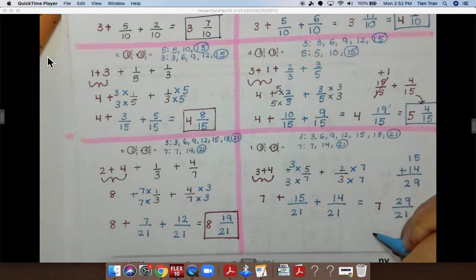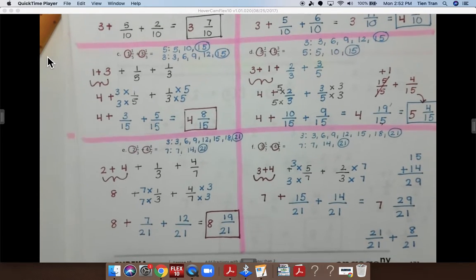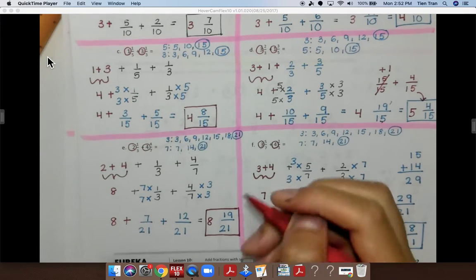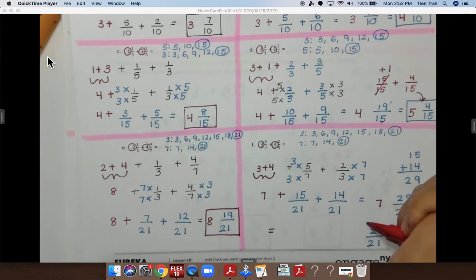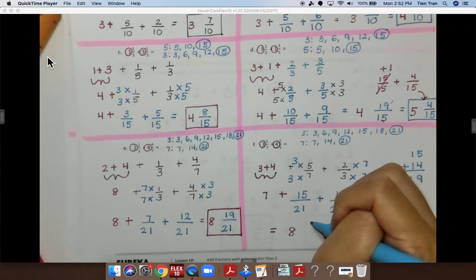So I'm going to put 21 plus 21 plus what is going to give me 29? 21 plus 8 is going to give me 29. So that means that my remainder is going to be 8 21s. So my final answer is, and this means that I'm adding 1 to 7 because 21 divided by 21 is equal to 1. So 7 plus 1 is equal to 8. And I have 8 and 8 21s.